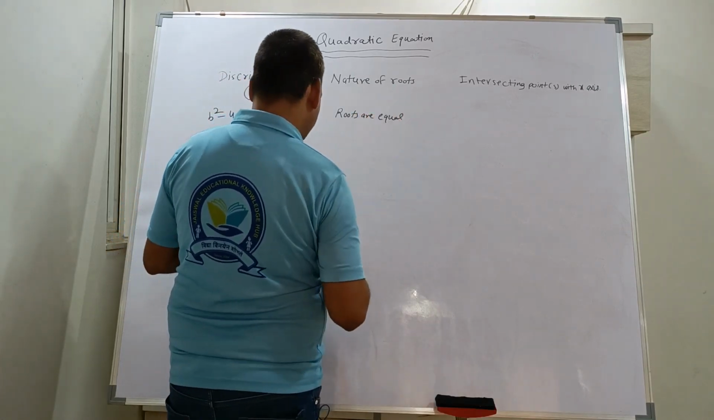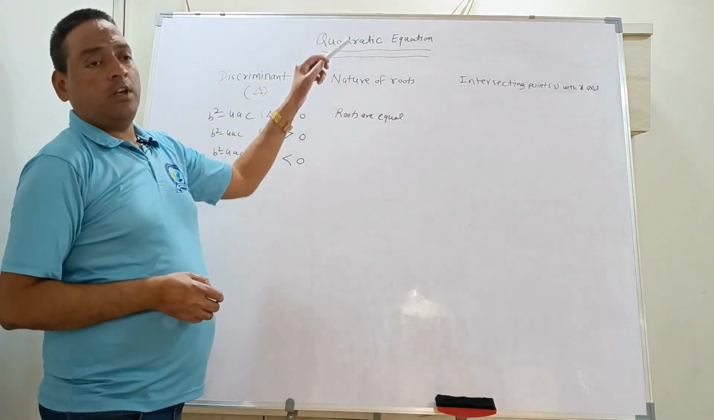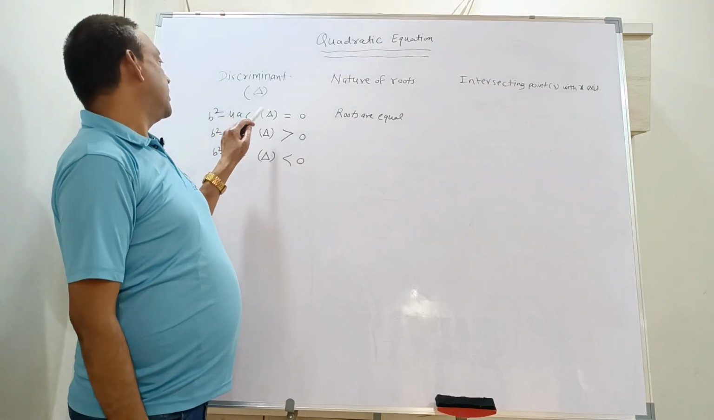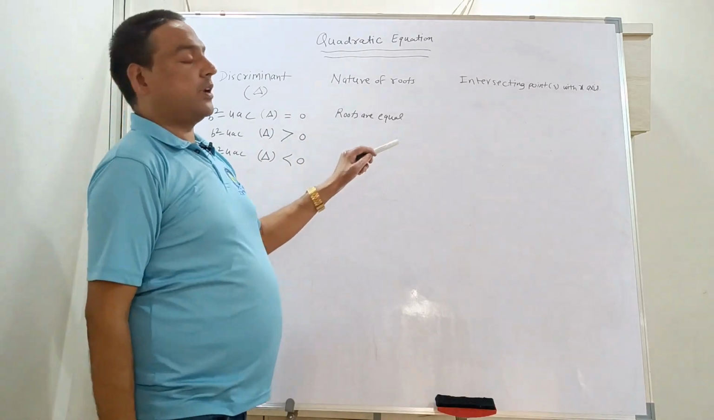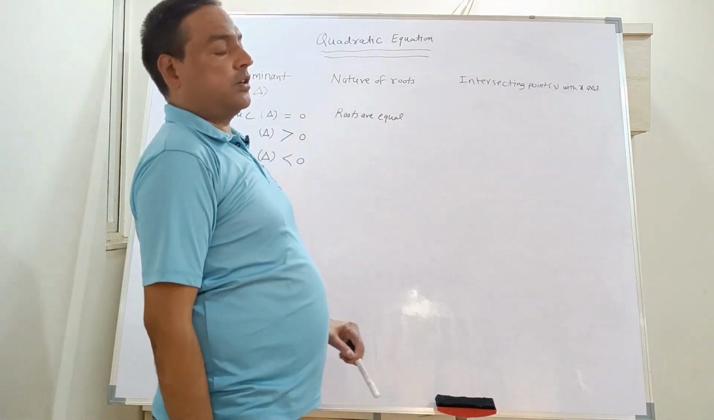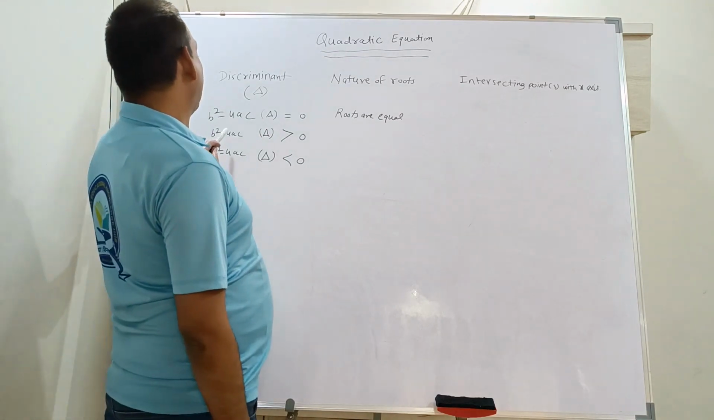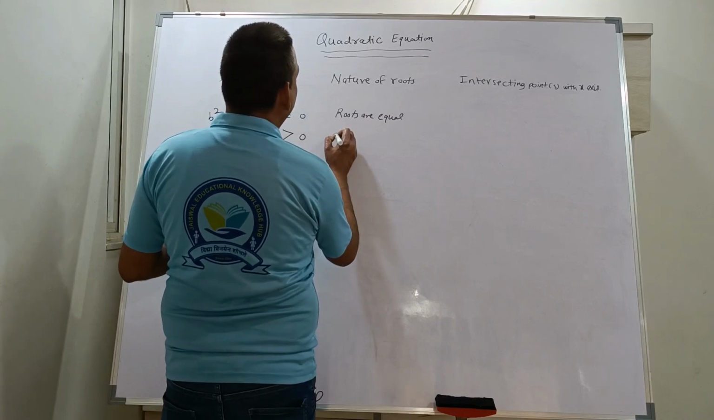What is the meaning of that? Normally we get 2 roots whenever we solve any quadratic equation. We get x is equal to 2 values. So if b square minus 4ac is equal to 0, then both the roots are the same, like x is equal to 1, x is equal to 1, or x is equal to 5, x is equal to 5.